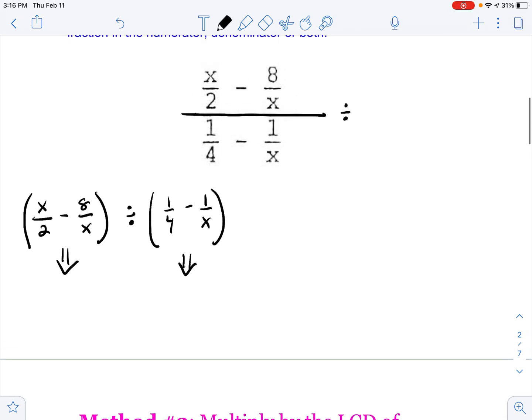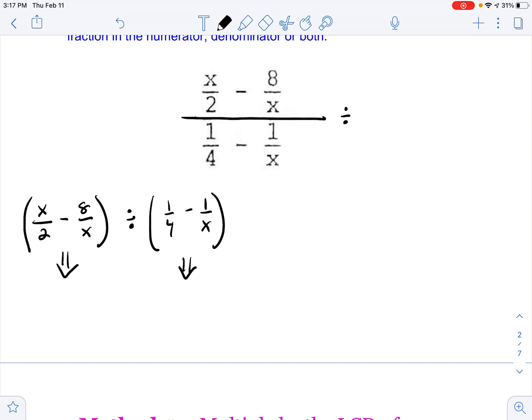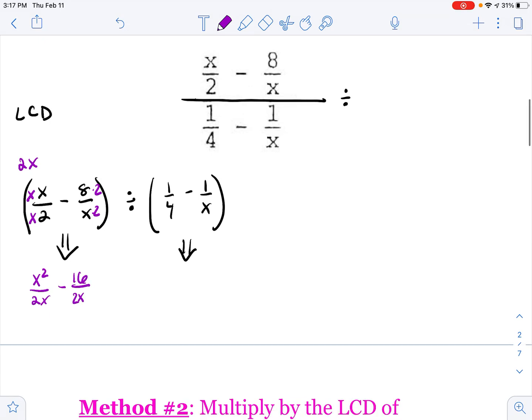So if we remember from last class, to subtract fractions, we need to make sure we have the least common denominator. So looking at this x over 2 minus 8 over x, what we should see is that my least common denominator here will be 2x. So if I multiply this first fraction by x over x and this second fraction by 2 over 2, we get x squared over 2x minus 16 over 2x, which simplifies to x squared minus 16 all over 2x. So that's my first set of computations.